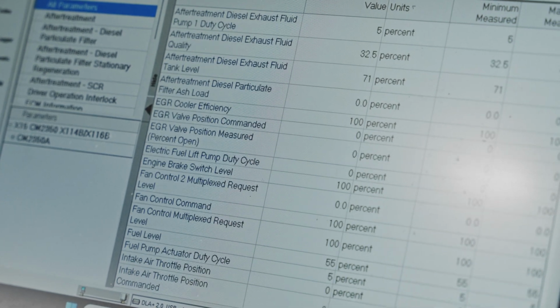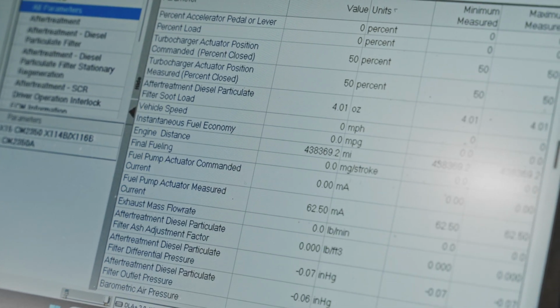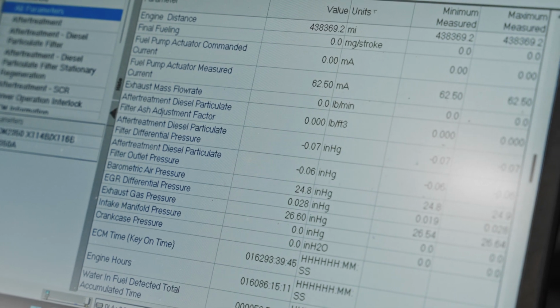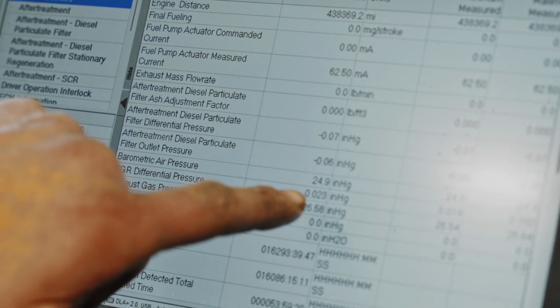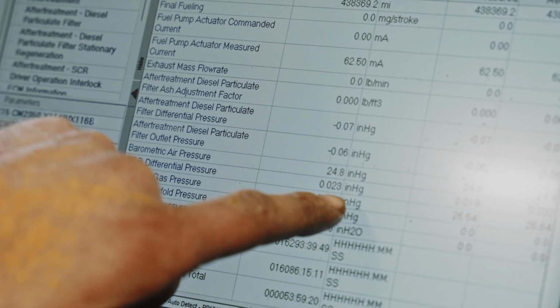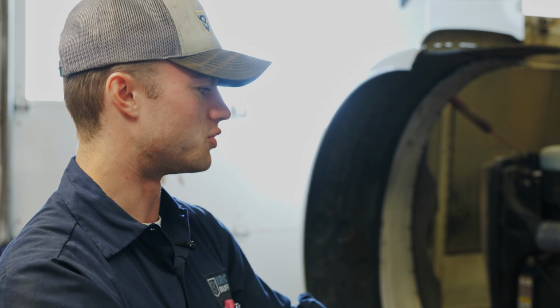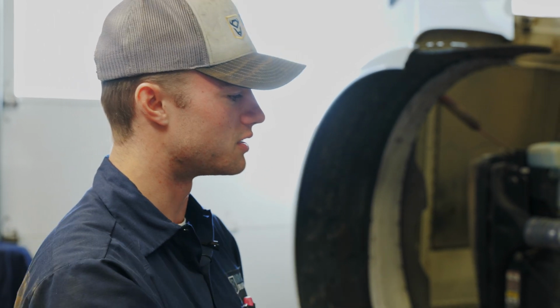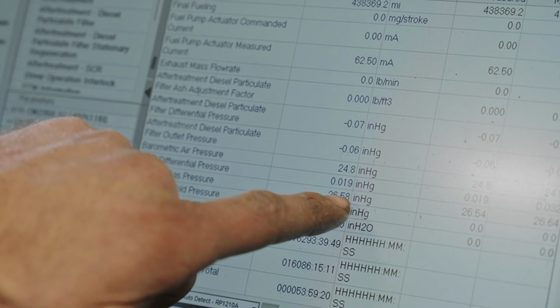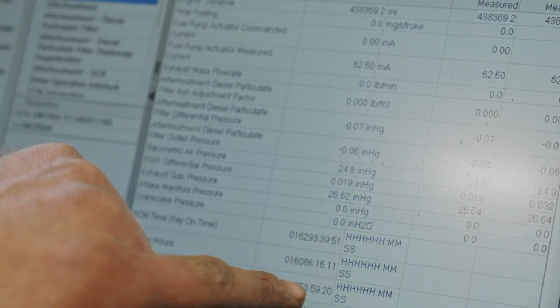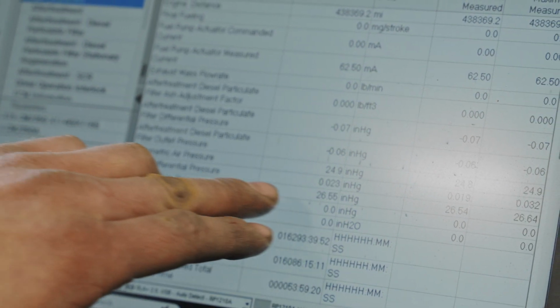Same thing with pressures, look for variance between similar sensors. Some of them will be absolute pressure, some of them will be relative. So in this case, you can look at barometric pressure, about 25 inches of mercury. So I can look at exhaust gas pressure and see that it's 26.6 inches of mercury. So pretty close, within 0.5%, 0.4%. That's one of the first things I look at when I'm getting an overall view.